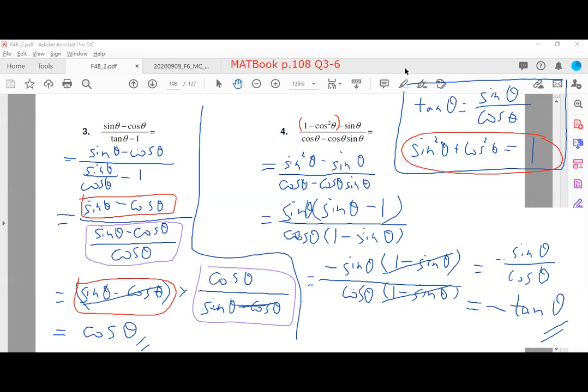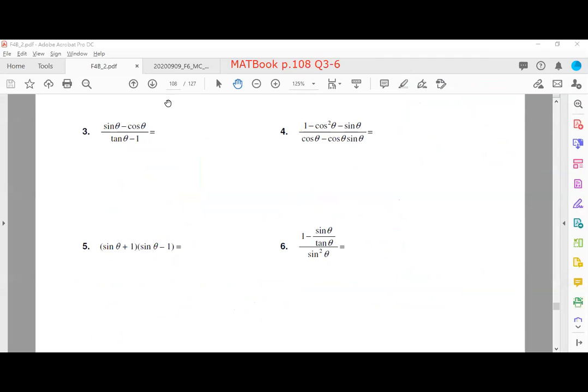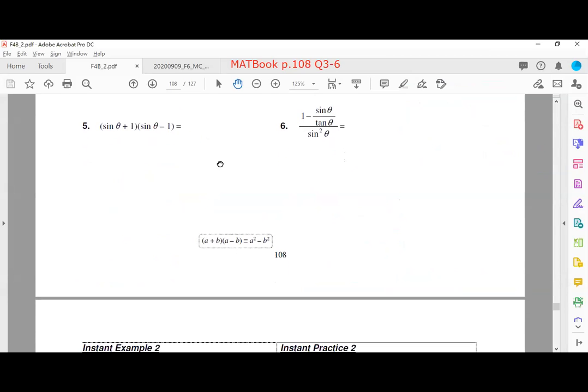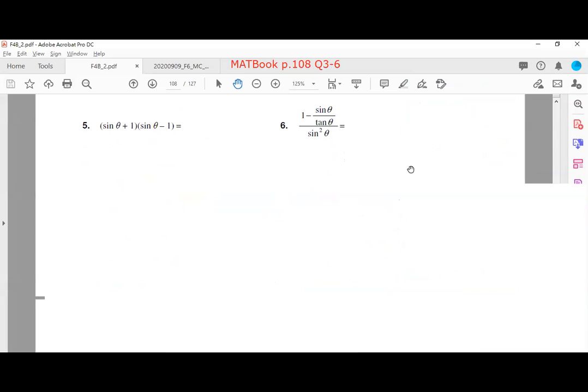Okay, next one. So I'm going to clear the board. Next one, question number 5. Number 5: sine theta plus 1 times sine theta minus 1. This one is actually a little bit easier, because it is in the form of a plus b times a minus b.